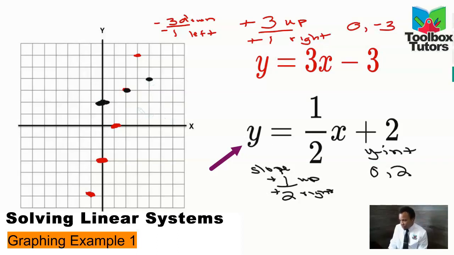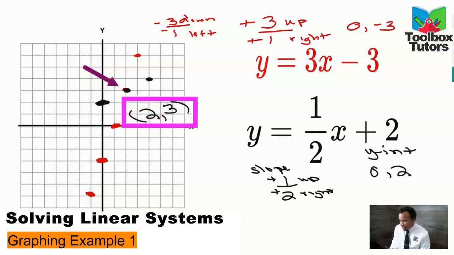Notice we have this point right here where these 2 lines meet. This is actually our solution. We can find this point by starting at (0, 0) and going to the right 2. Then from here we go up 1, 2, 3, and this will be 3. So our solution for this linear system is (2, 3).